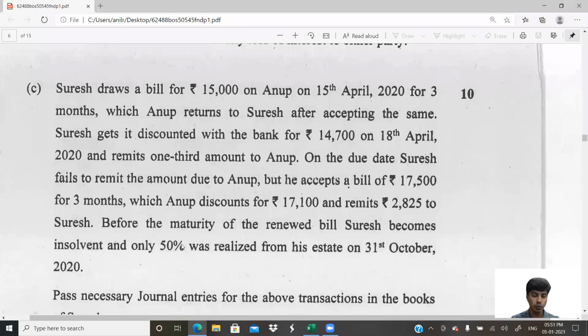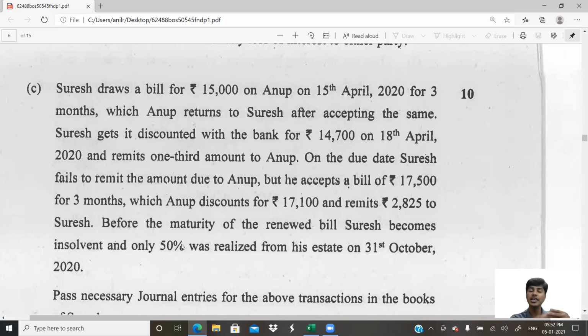Now let us see what Anup will do. Anup will usually get the bill discounted, for 3 months, which Anup discounts for 17,100. What will be the journal entry when Anup gets it discounted for 17,100? No entry. Why? It is Mr. Anup who is getting the bill discounted, it is not Mr. Suresh. Who are we? Mr. Suresh. When Anup gets the bill discounted, there will be no entry in the books of Suresh.